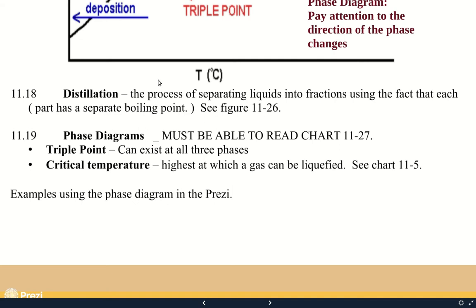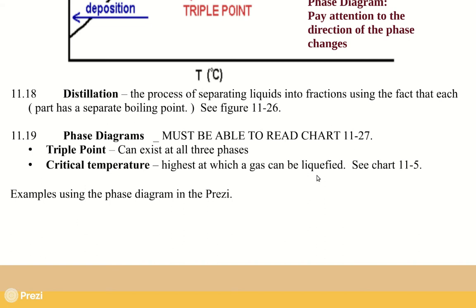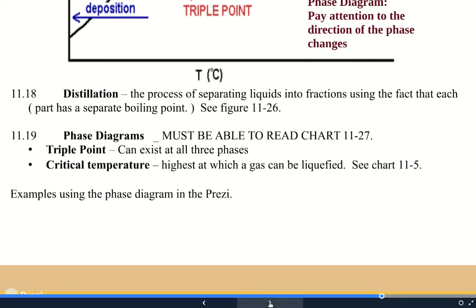A phase diagram, that's what we've been looking at, has the triple point. It can exist at all three phases, and the critical temperature, the highest at which a gas can be liquefied. Beyond that, we cannot push the molecules together anymore. Remember, if we push molecules together, we can change them from a gas to a liquid. So if it gets too hot, has too much energy, we can't change them from a gas to liquid anymore.